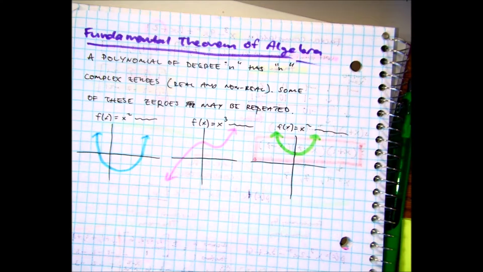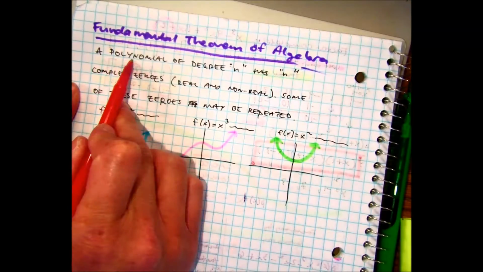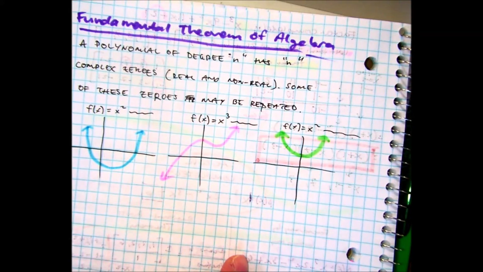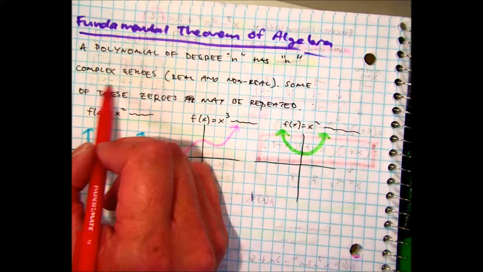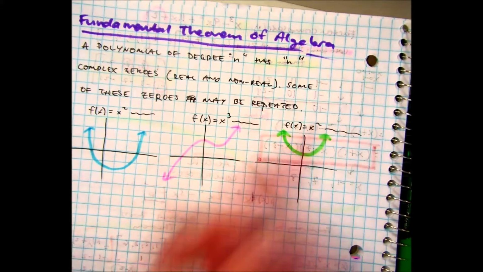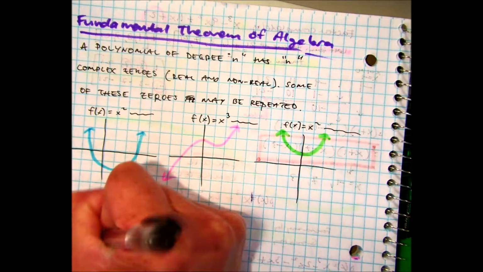Alright, so the fundamental theorem of algebra, formal definition: a polynomial of degree n has n complex zeros. Both real and non-real. Some of these zeros may be repeated. So let me give you some examples.